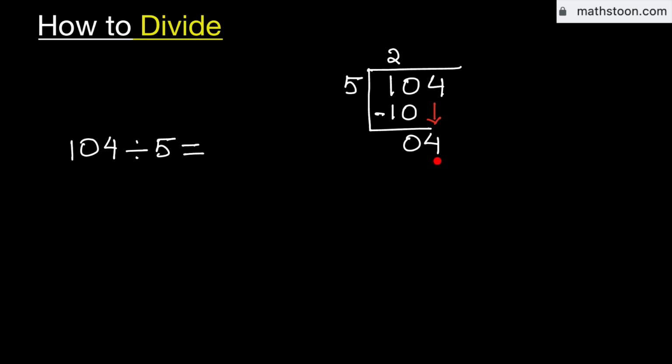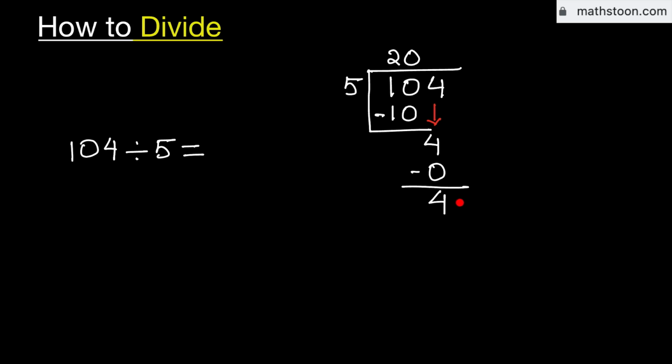Look, this is the number 4. So we will remove this 0. As this 4 is less than 5, but as we have brought down this number 4 here, we need to divide it. We know that 5 times 0 is equal to 0. Subtract, we get 4. But look, we have no number to bring down here.